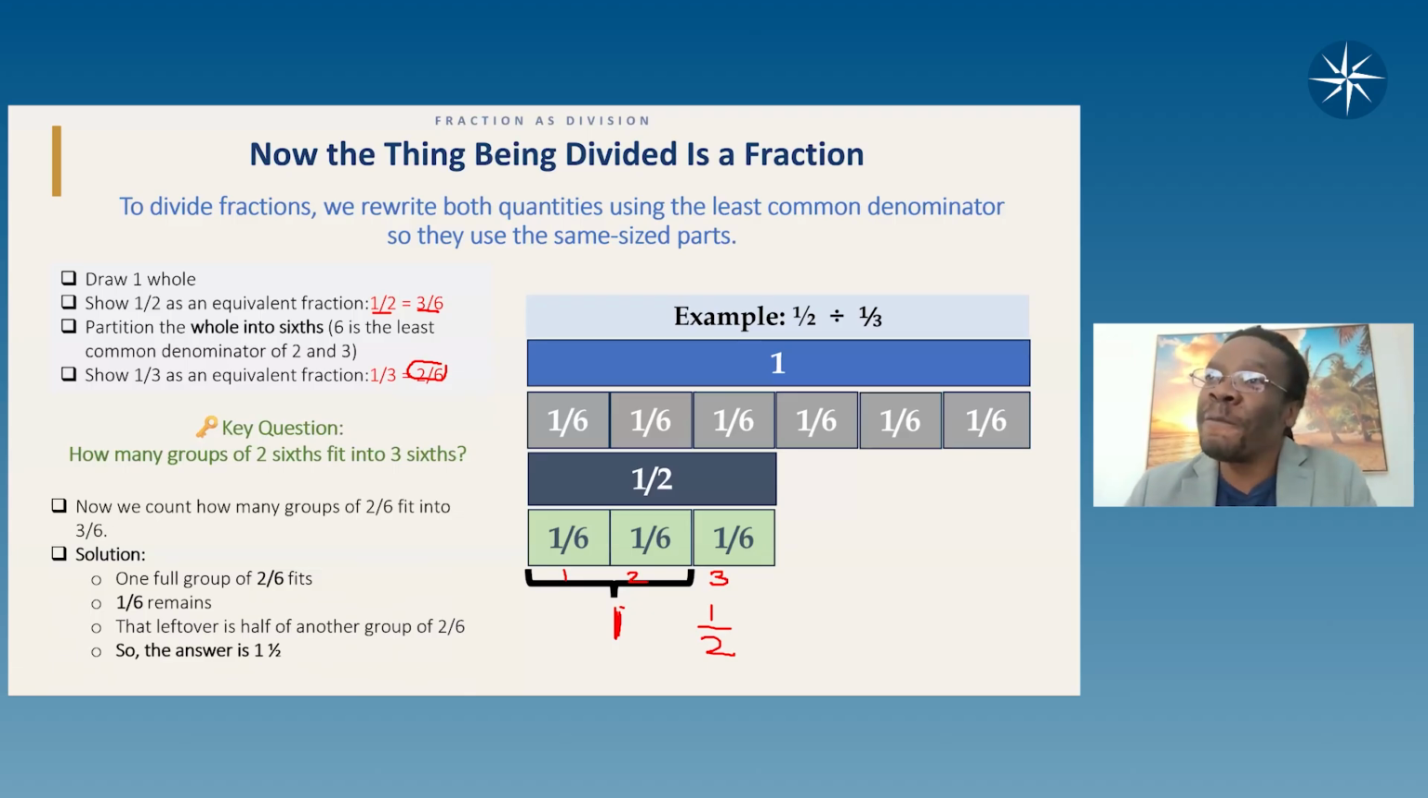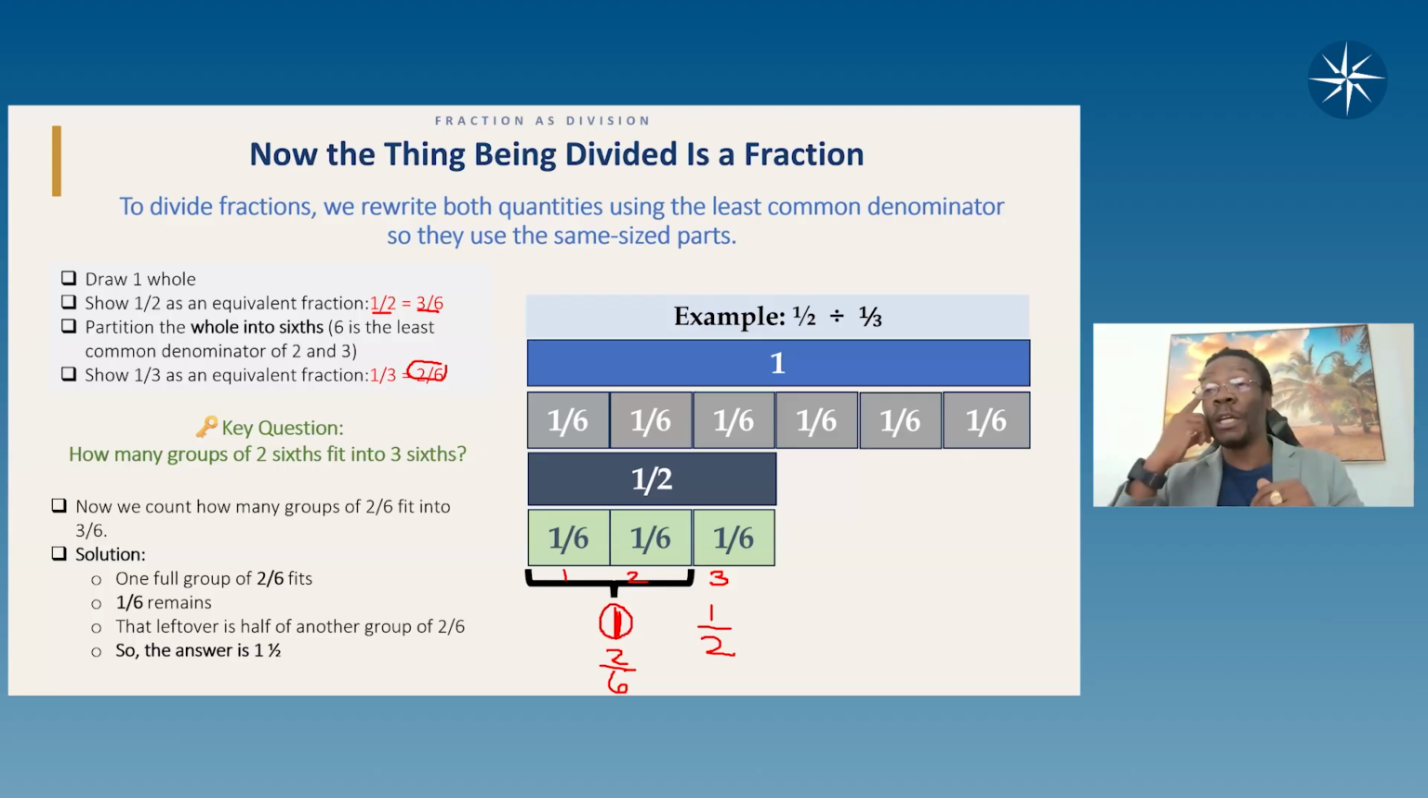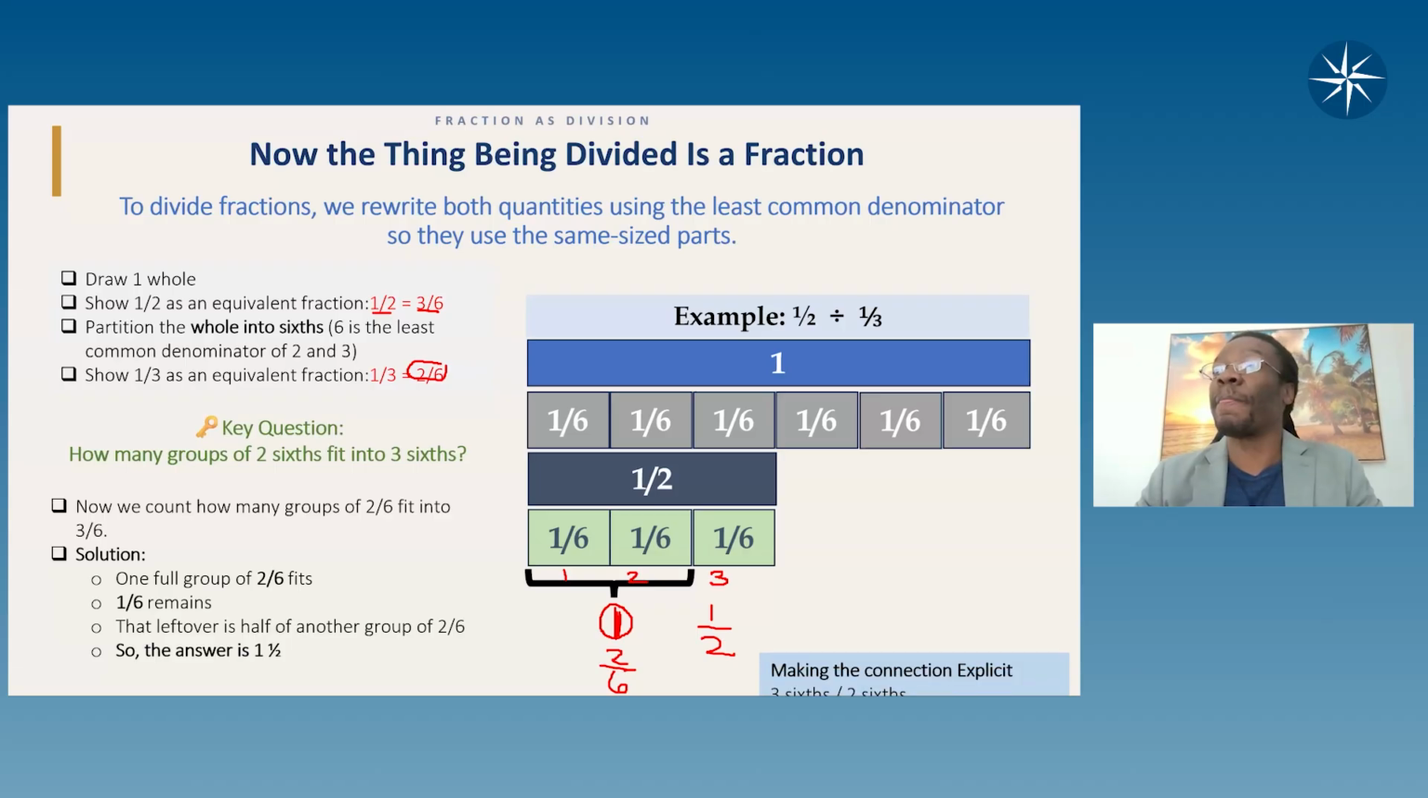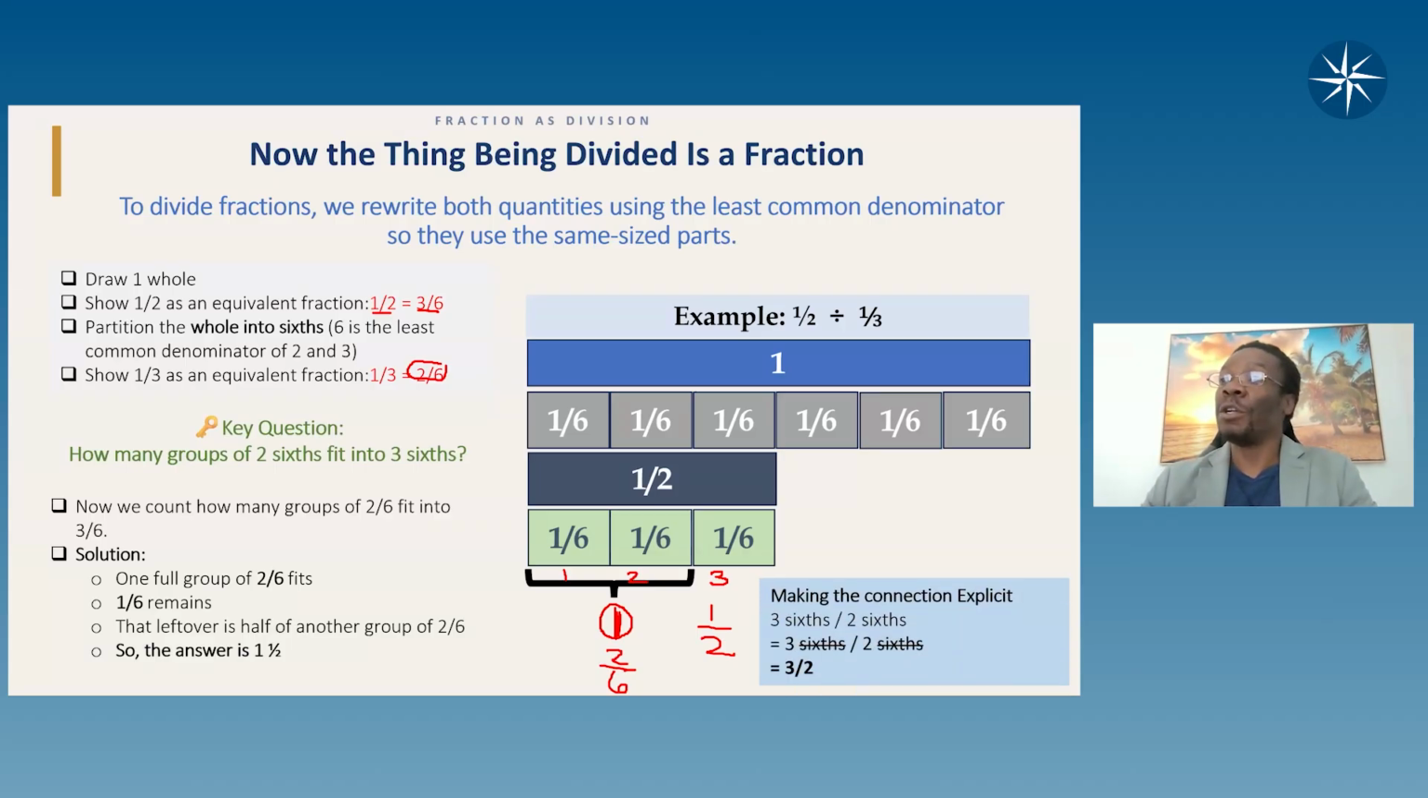So we have one group of 2/6, and we have 1/6 remaining, and this 1/6 represents 1/2 of what we need for the full group. So our answer is 1.5. And let's do this with math. 3/6 divided by 2/6, because they are the same unit, we cancel out the 6, and it leaves us with 3/2. That's why keep, change, flip works.